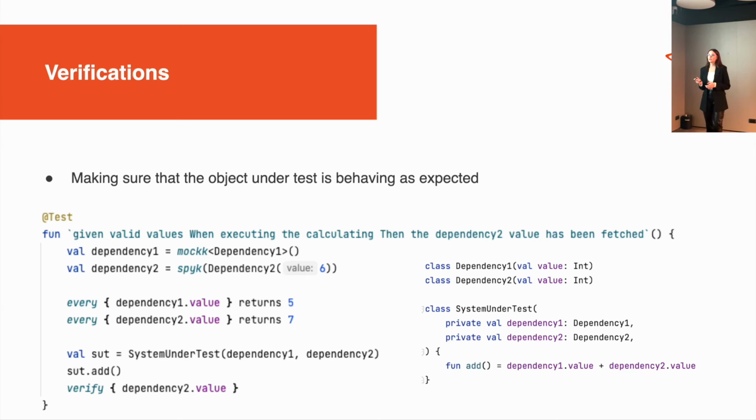What verify actually does is that it checks if the calls have been made. So in this case, if we want to check that when we are executing this add function, the dependency 2 value has actually been fetched, we can do so with verify. So we are sticking with the same thing when we are calling this add function, and at the end we say verify dependency 2 value. So in this case we are not verifying what will be returned, but whether it actually will be triggered, and when we call this add method, we will see that dependency 2 value will actually be called, and this verify statement will be true. So this test will pass.